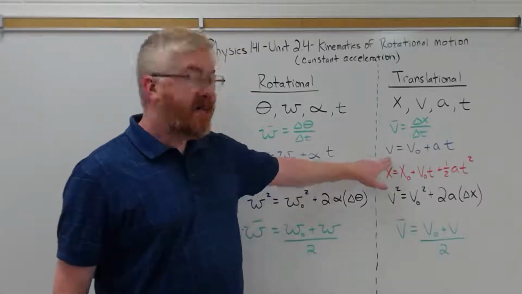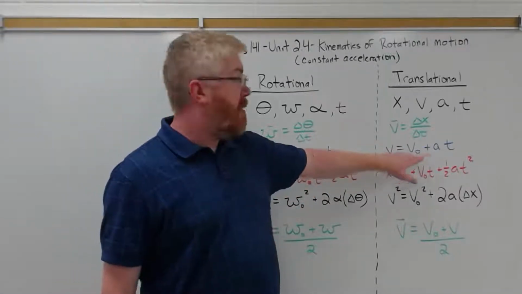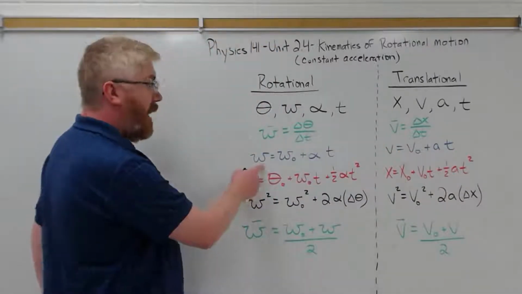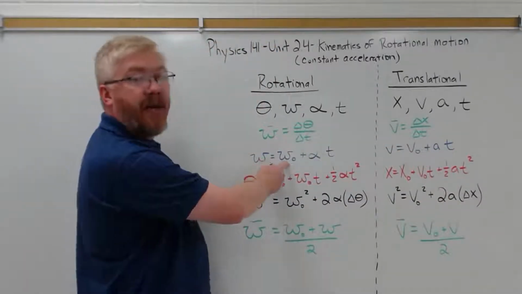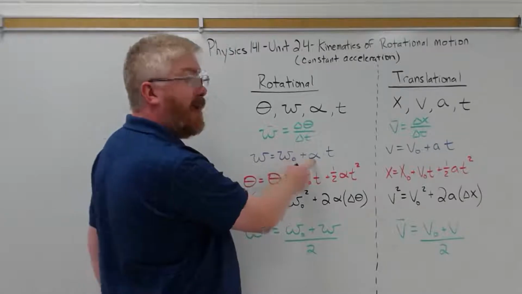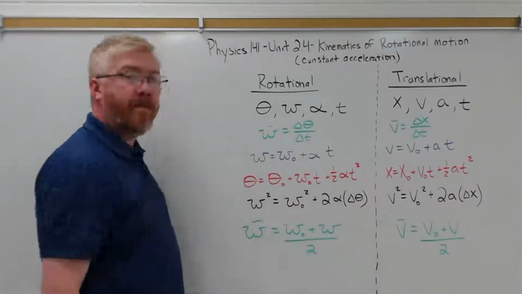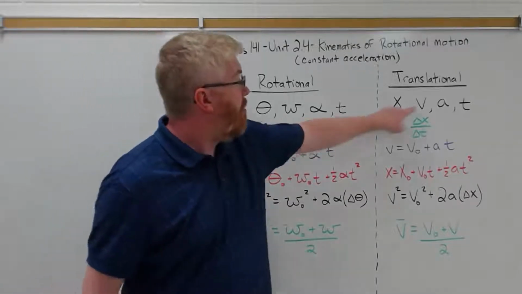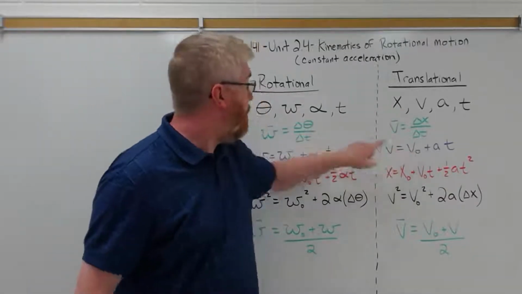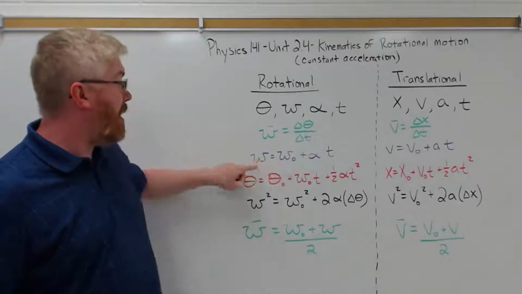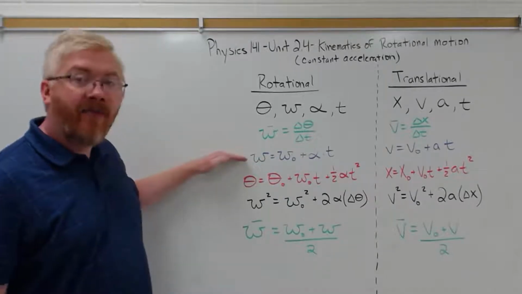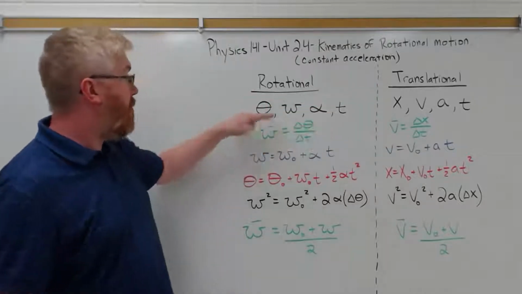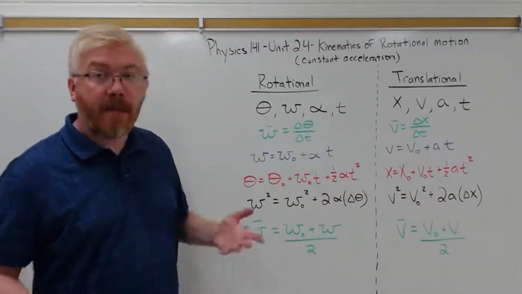We had the velocity was equal to the initial velocity plus the acceleration times time. Here we have the angular speed is equal to the initial angular speed plus the angular acceleration times time. See how the analogs fit in. V is the linear speed, omega is the angular speed. These equations are identical in form. We're just replacing the translational variables with the rotational ones. That's it.